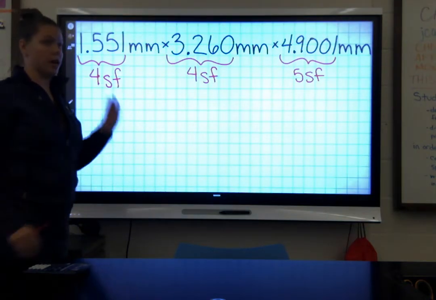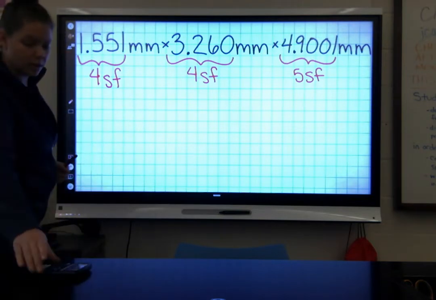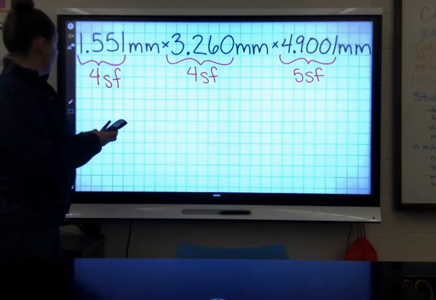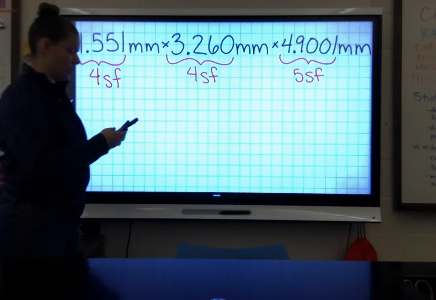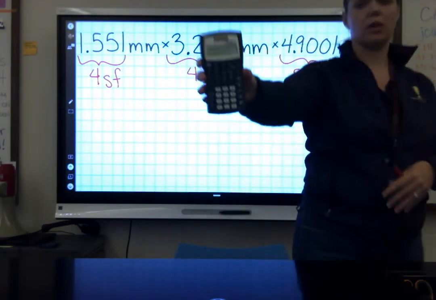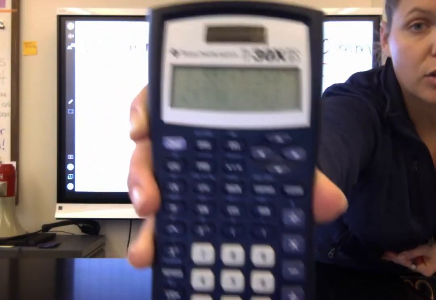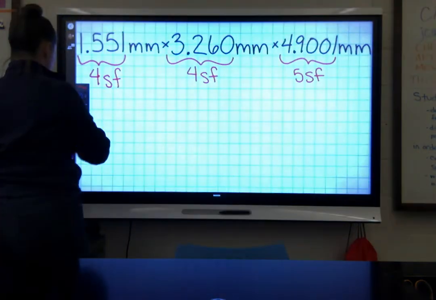So our answer can only have 4. All right? So we're going to type this into our calculator. 1.551 times 3.260 times 4.9001. Enter. And we get 24.77617 and so on. All right? We'll write out our calculator answer.